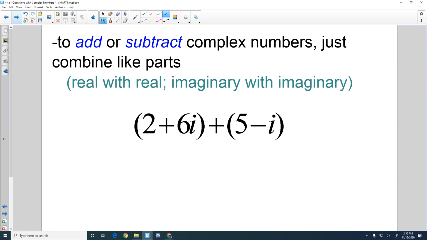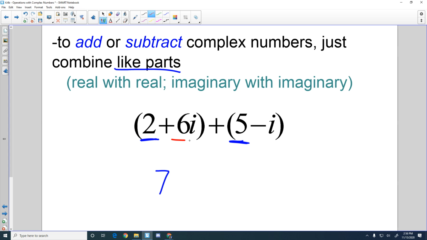Now we're going to talk about our basic operations: add, subtract, multiply, divide. And luckily, adding them together is extremely straightforward. You simply add the like parts. It's like combining like terms, which we've been doing for years now, right? Just with non-imaginary numbers. In this case, we would simply add the real parts with other real parts. So in this case, 2 plus 5, which is 7.